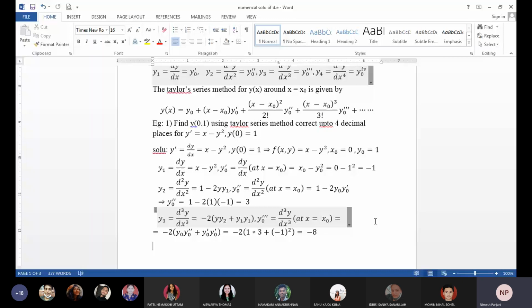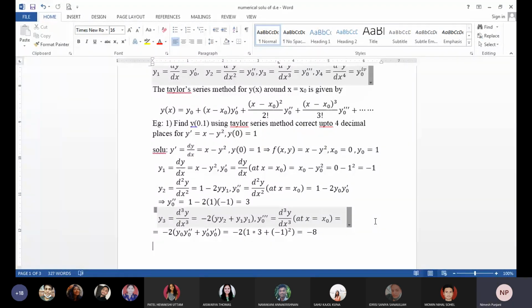Then y0 double dash is the value of your second order derivative at x equals x0. So wherever you have x, replace it with x0, wherever you have y, replace it with y0, and wherever you have y1, replace it with y0 dash, because y1 at x equals x0 is nothing but y0 dash. After substituting, we get the value of the second order derivative as 3.